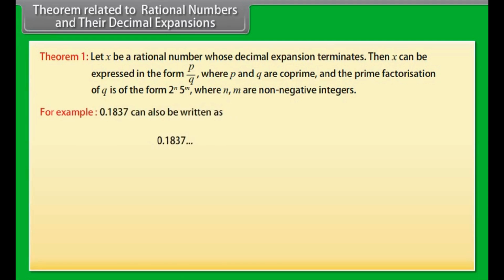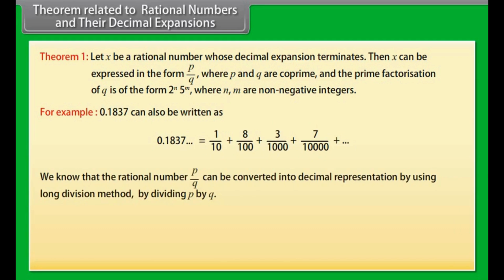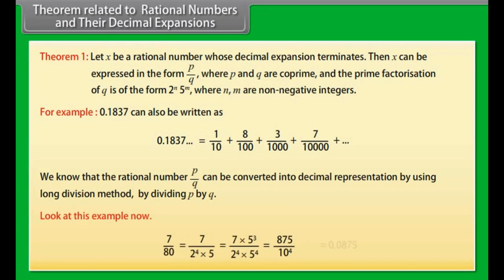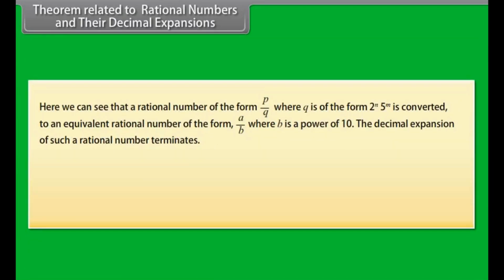0.1837 can also be written as... We know that the rational number p upon q can be converted into decimal representation by using the long division method, by dividing p by q. Look at this example now. Here we can see that a rational number of the form p upon q, where q is of the form 2 raised to the power n, 5 raised to the power m, is converted to an equivalent rational number of the form a upon b, where b is a power of 10. The decimal expansion of such a rational number terminates.